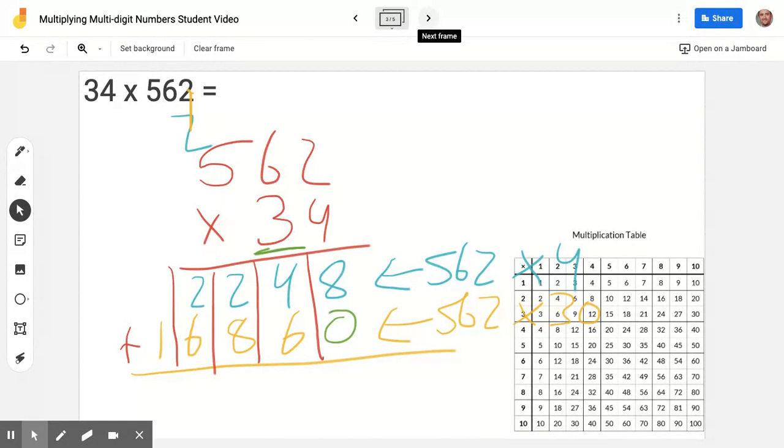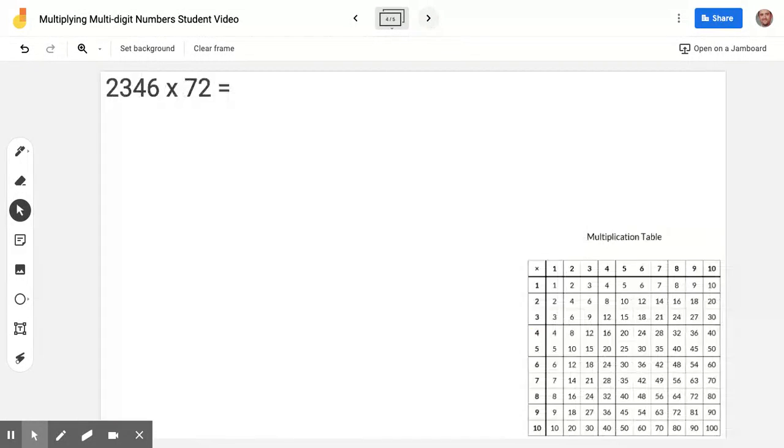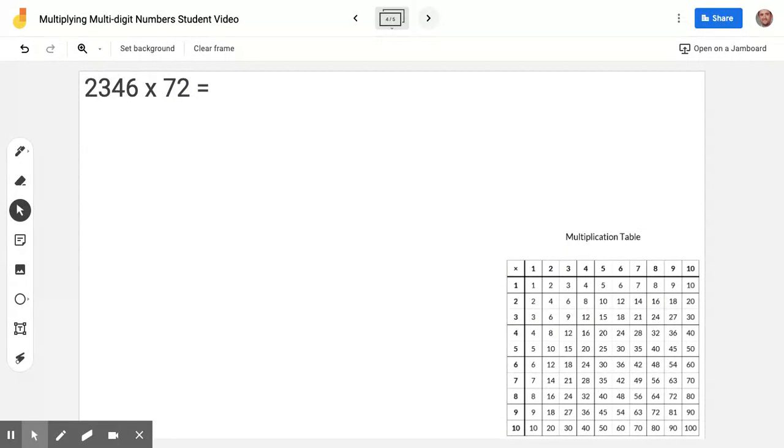All right, we got to add them up. 8, 10, carry the 1. 11, carry the 1. 9, 1, 19,108. Check this with a calculator, see if I did it correctly. 562 times 34. 19,108. I did that correctly. And I probably did that in like a couple minutes. Once you get good at this, you should be able to do this in a couple minutes or less. In the beginning, it might be a little bit slower.